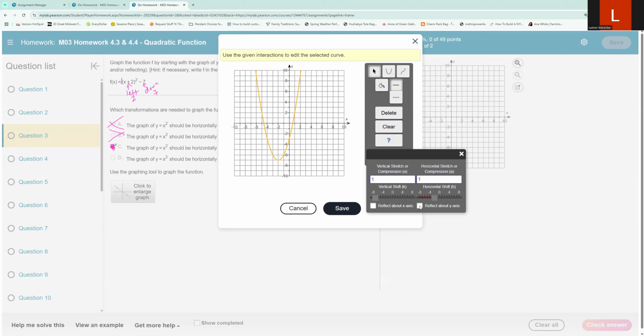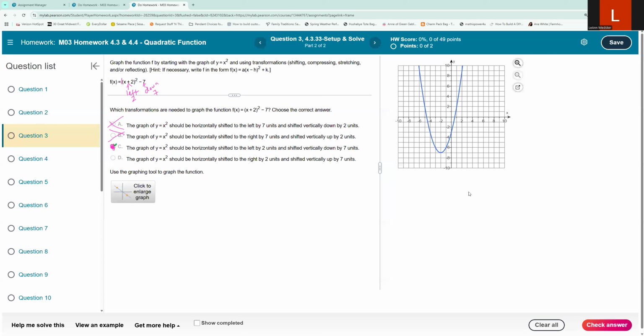I do not need to reflect it. We never had a negative in front of our parentheses or in front of our x. That's where you could reflect over your y-axis. And we didn't have any stretches or compressions. So this should be the correct transformation. So we'll save that and check our answer.